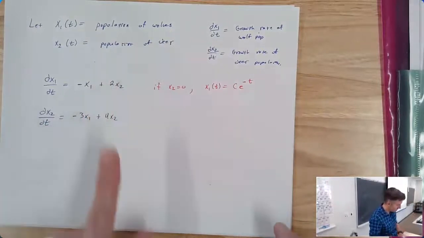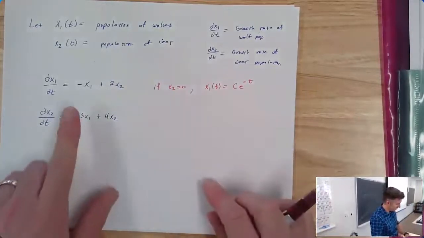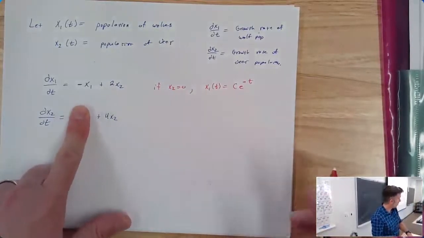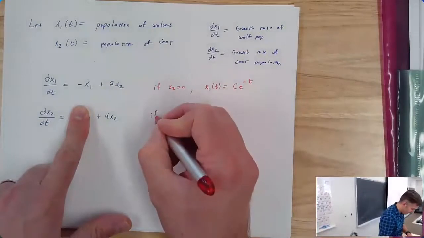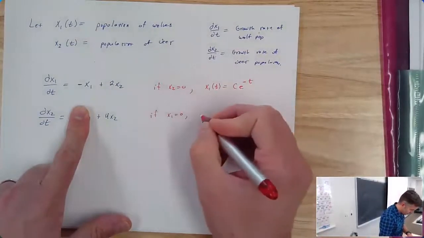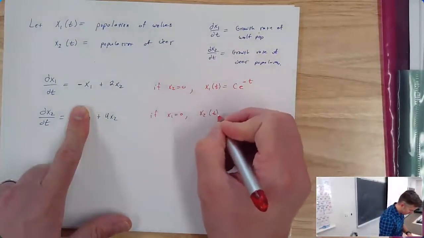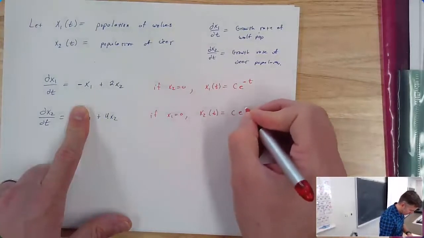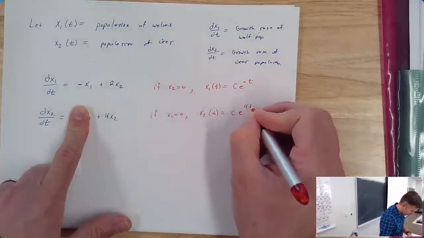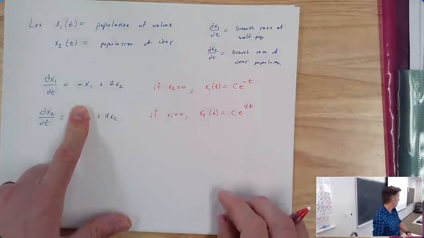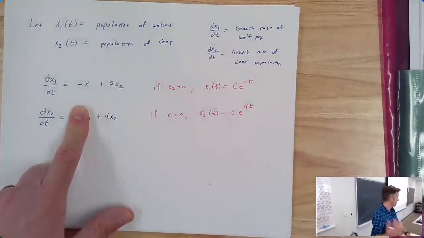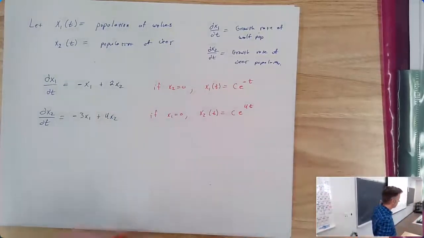On the other hand, if the population of deer doesn't have any predators, they're going to grow and grow and grow. If x1 were equal to 0, then x2 as a function of time would be c e to the 4 times t, growing and growing unbounded, because there are no wolves to keep them in check. But we've got a system imbalance here.